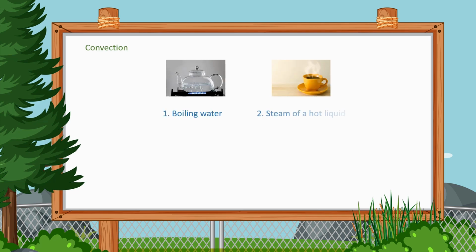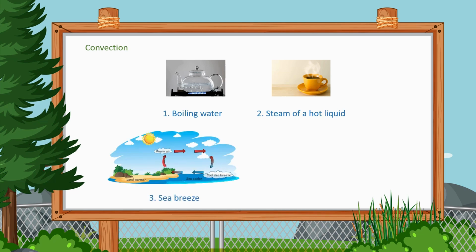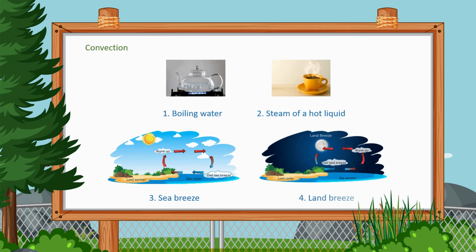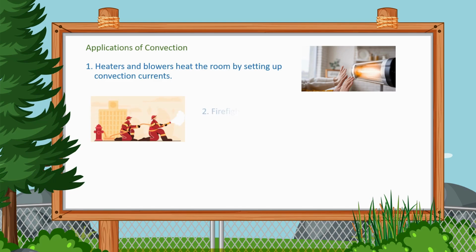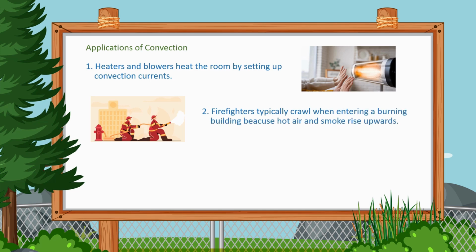Convection. 1. Boiling water. 2. Steam of a hot liquid. 3. Sea breeze. 4. Land breeze. Applications of convection. 1. Heaters and blowers heat the room by setting up convection currents. 2. Firefighters typically crawl when entering a burning building because hot air and smoke rise upwards.